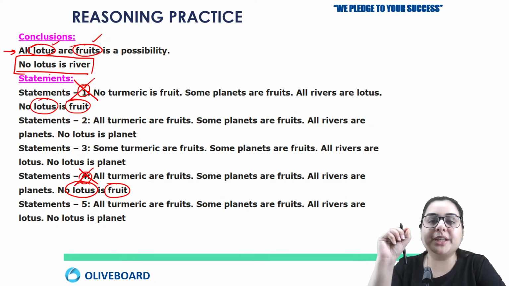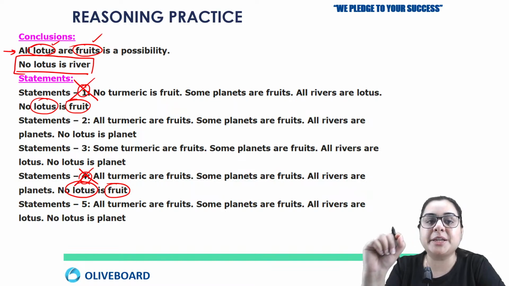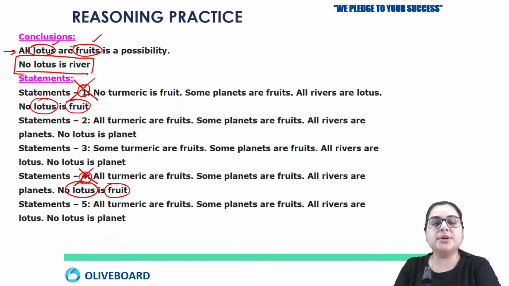Now if I have to take this conclusion as correct, I'll be clear that there should not be any positive statement between lotus and river. Okay, so just check if we have any positive statement. There should not be anything positive between lotus and river. It is not there in the second one.